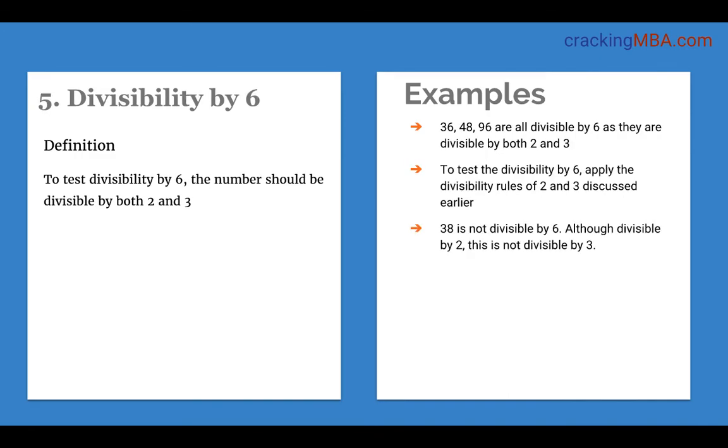Going on to divisibility by 6. For 6, we need to check if the number is divisible by both 2 and 3, not just either of them, both of them. If we see some examples, 36, 48 and 96 are all divisible by 6 because they are both divisible by 2 and 3. To test divisibility by 6, you need to apply the divisibility rules of 2 and 3, which we discussed earlier. Similarly, 38 isn't divisible by 6 because although it is divisible by 2, it is not divisible by 3. So it should be divisible by both 2 and 3.